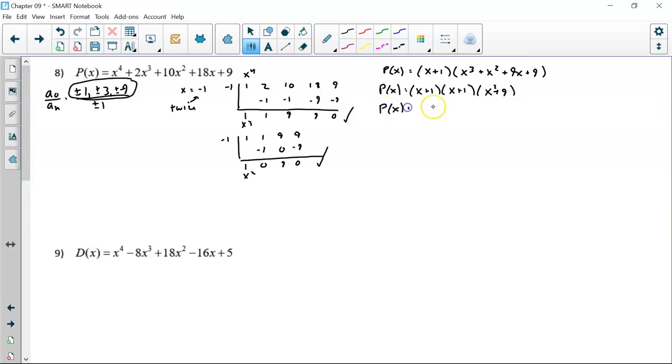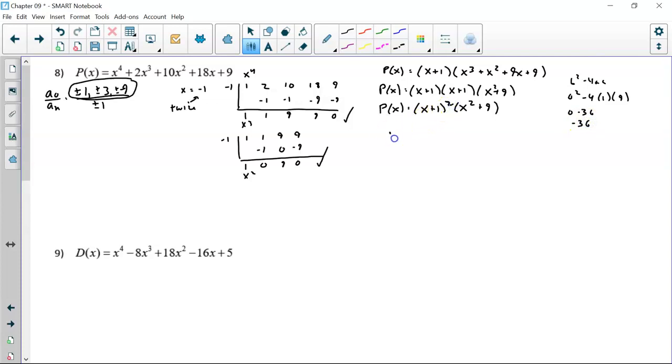Now, p of x equals, so we have x plus 1 times x plus 1. That's x plus 1 squared. And I can actually factor x squared plus 9. Actually, I can't factor, excuse me. We can't factor that. So x squared plus 9, that's as factored as it's going to get. Because if I do b squared minus 4ac, I get 0 squared because my middle term is 0, minus 4 times a, which is 1, times 9. So I get 0 minus 36. Negative 36 is not a perfect square.